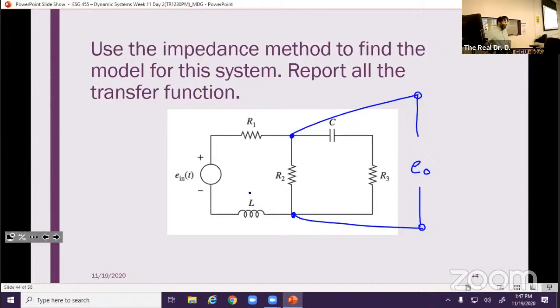So I'm going to assume that I have some terminals there. I'm reading out this voltage drop across this central resistor. I want the transfer function, and I want to use the impedance method. Fantastic. Let's do it. Let's redraw our circuit.